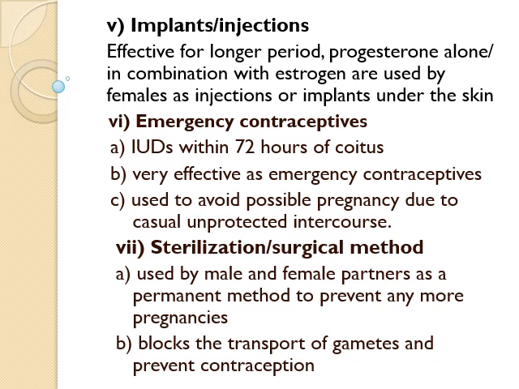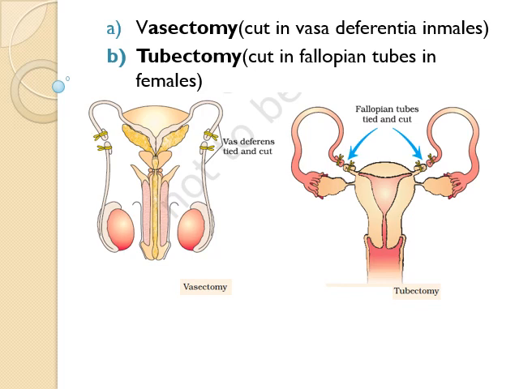Next method is the surgical method. It is also called the sterilization method. It is used as a terminal method of contraception in males and females to prevent any more pregnancy. Here we will see the surgical methods of vasectomy and tubectomy. First is vasectomy. Vasectomy is the surgical method in males. Here, a small part of the vas deferens is removed and tied up through a small incision on the scrotum. This prevents the release of sperms.